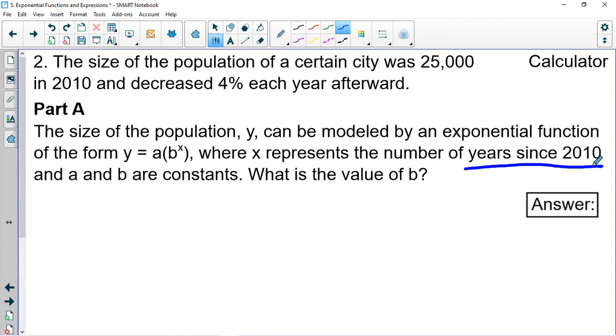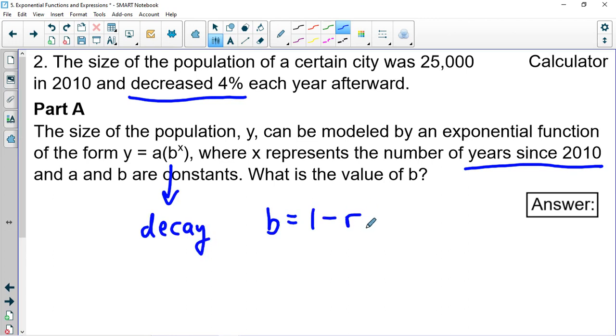So they're not asking us for the entire equation here. All they're asking us for is b. And we remember that b is either the growth factor or the decay factor. And since they're talking about a decrease of 4% each year, that makes b the decay factor, which we calculate using b equals 1 minus r, where r is the rate of decrease. So this is just going to be 1 minus, what's the rate?